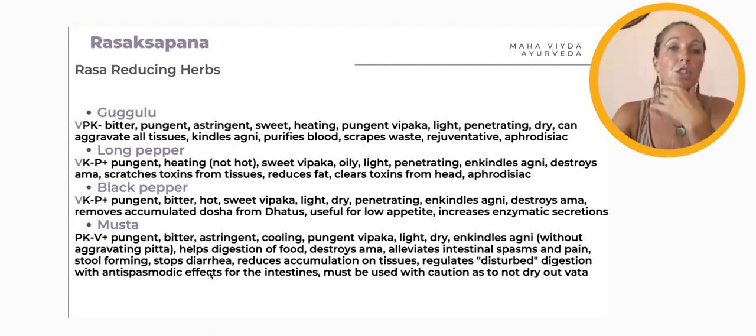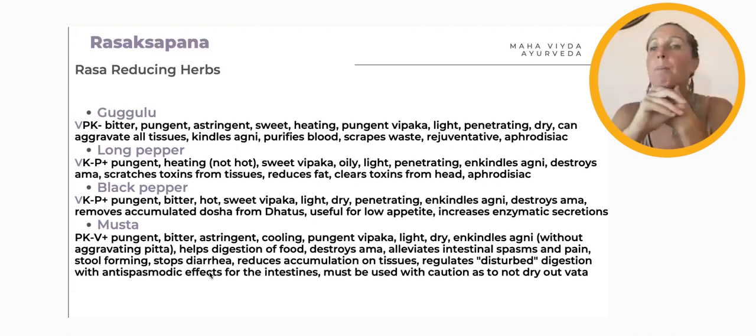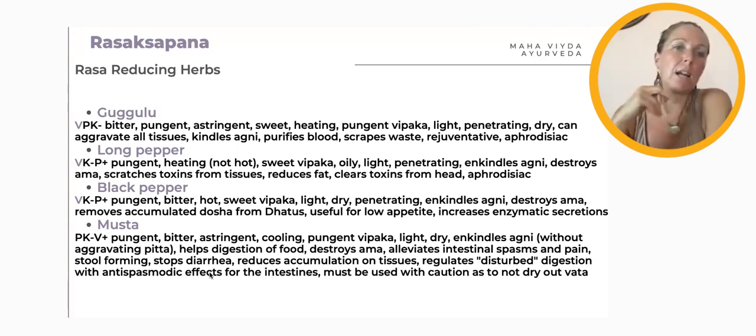And the rasa reducing herbs would be guggulu, due to the pungent, bitter, astringent, heating, pungent vipaka. It's light, penetrating, dry. It can aggravate all the tissues, kindles agni, purifies the blood. You could see scraping, right? So it's lightening to rasa dhatu.